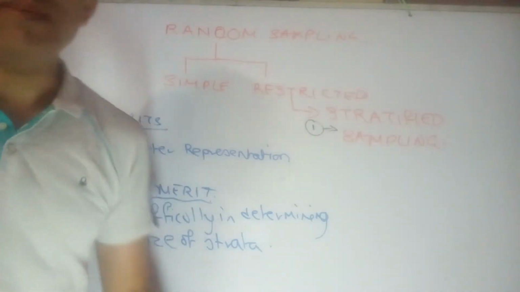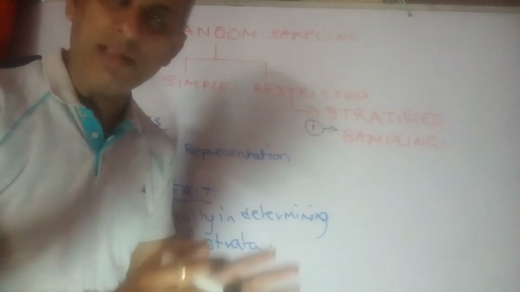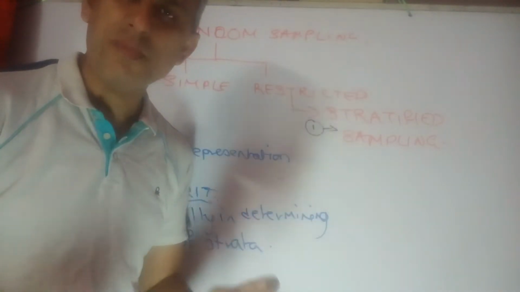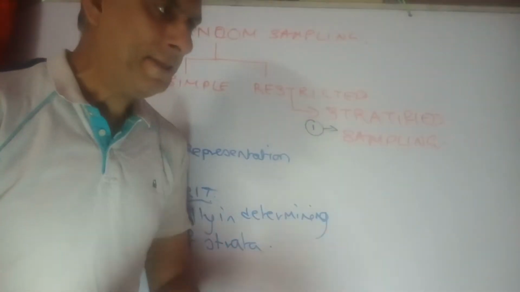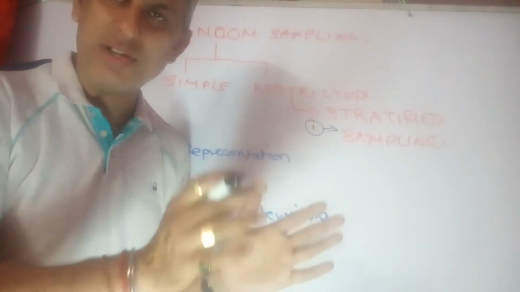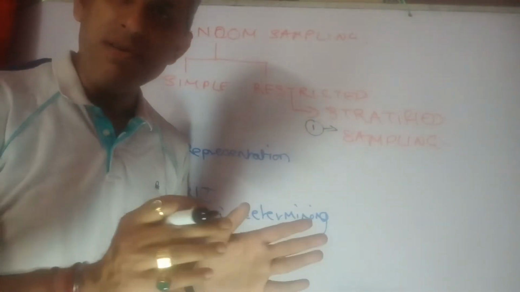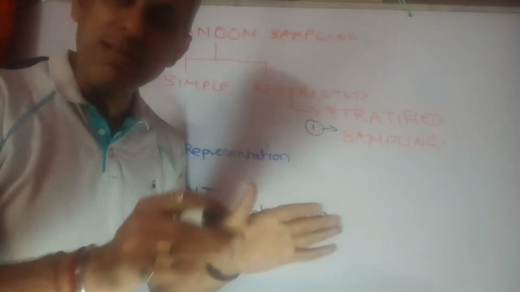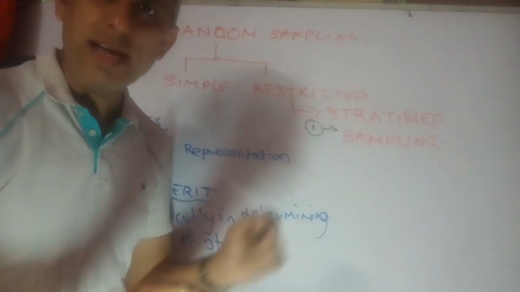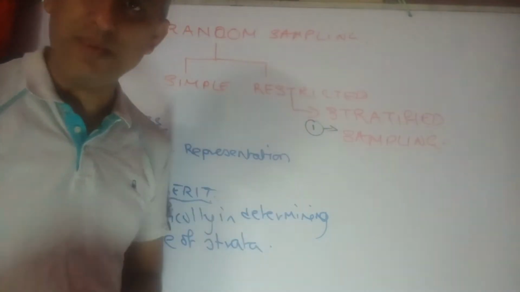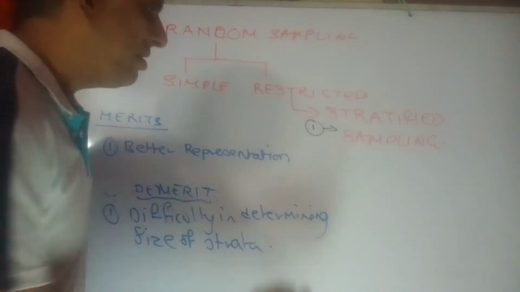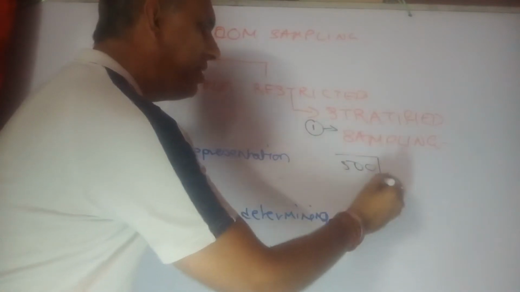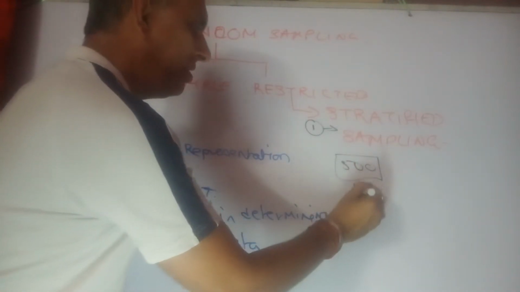Now, what do you mean by stratified? The word stratified is derived from the word strata, and a strata basically means a segment or a section, which is different from the other strata. So we are classifying various groups and terming them as strata. Clear? So let's say, for example, there is a city wherein there are around 500 households, right?